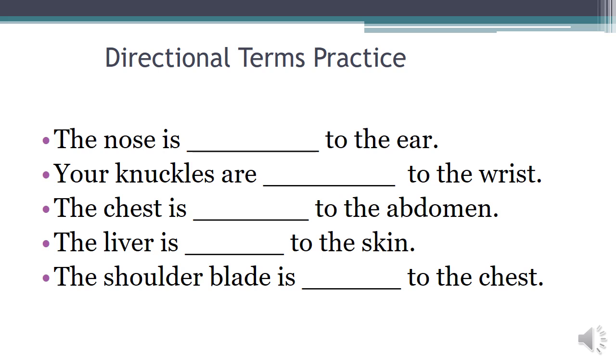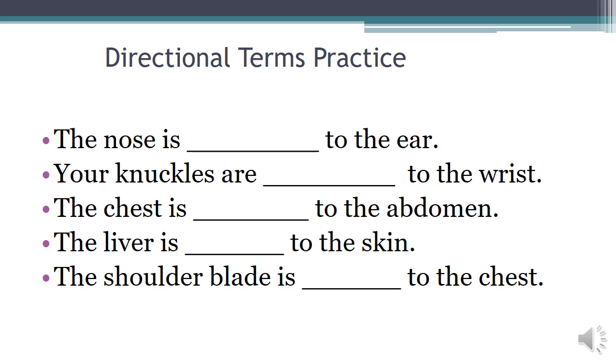The first one, the nose is blank to the ear. So if you said that the nose is medial to the ear, that would probably be the best answer. Though you could probably also say that the nose would be anterior to the ear. But if it were me, I would pick medial.